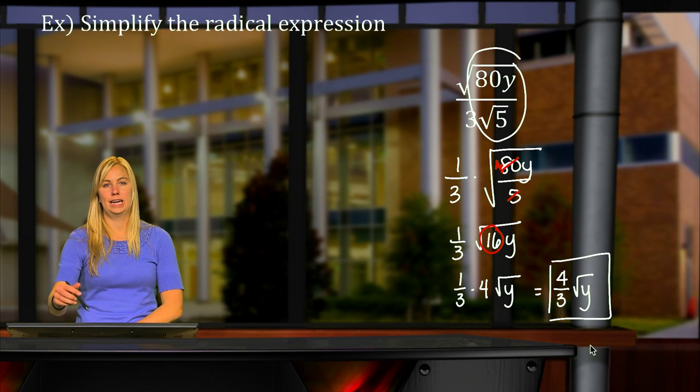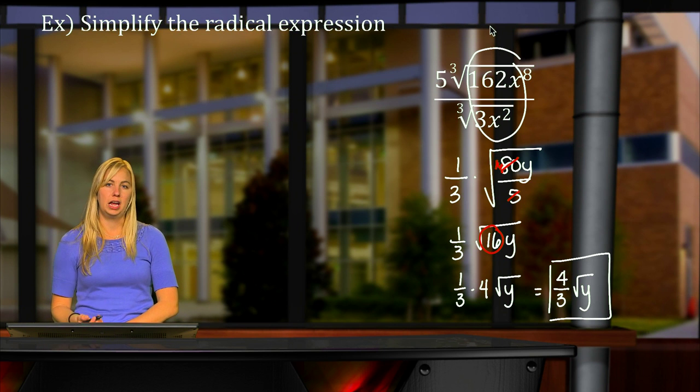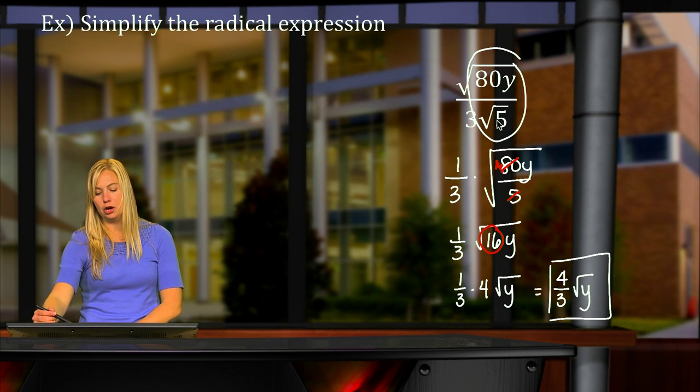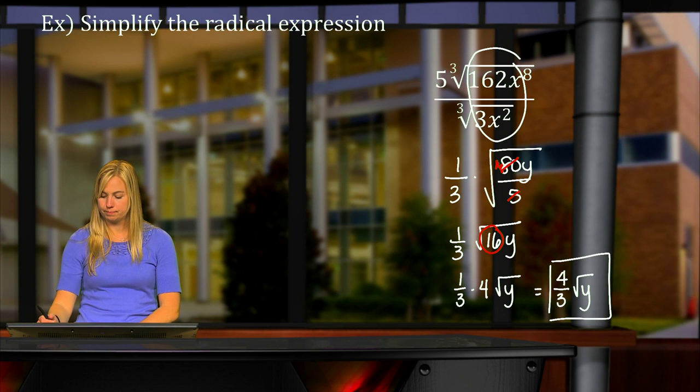There are other techniques that we can use to simplify that original expression. We'll see it in a couple of days. It's called rationalizing the denominator. But since this problem, the 80 over 5 divided nicely and evenly, we would use this technique as opposed to rationalizing.